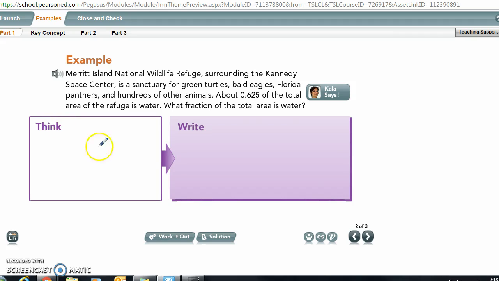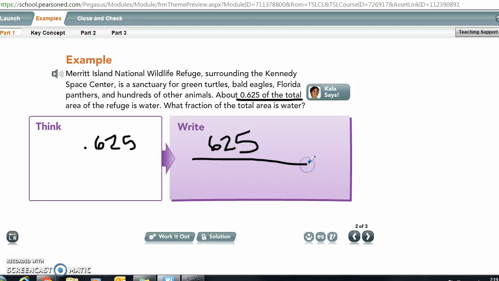Okay, so I know that I have this much of the area is water. So I'm going to write that down. Okay, and I know I need to make it into a fraction. Well, in order to do that, you're going to have the same number on top, but you need to figure out if it's over 10, 100, 1,000, 10,000. So I look and see how many zeros will I have. Well, to move my decimal over, I'll have 1, 2, 3 jumps, which means I'll have 1, 2, 3 zeros, and I have to put a 1 in front of that, so I'll have 1,000.